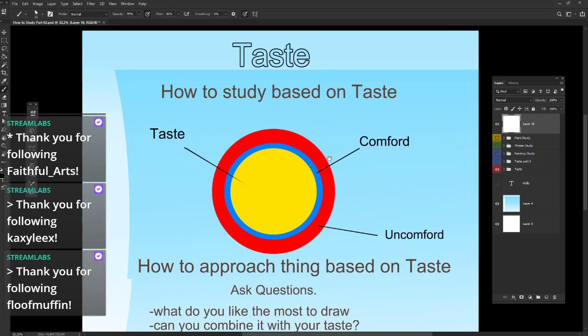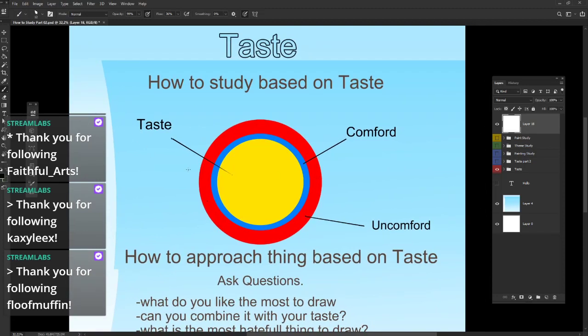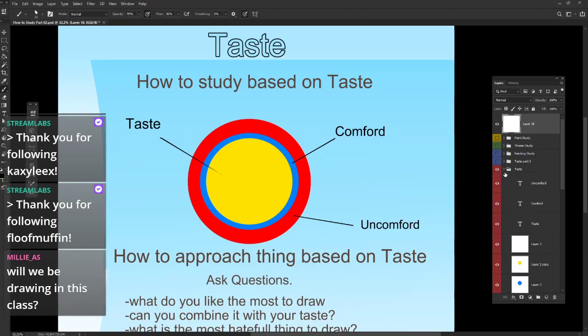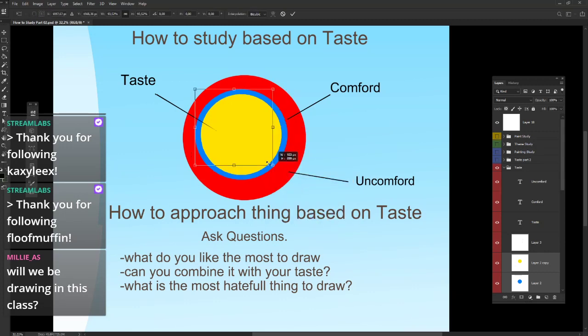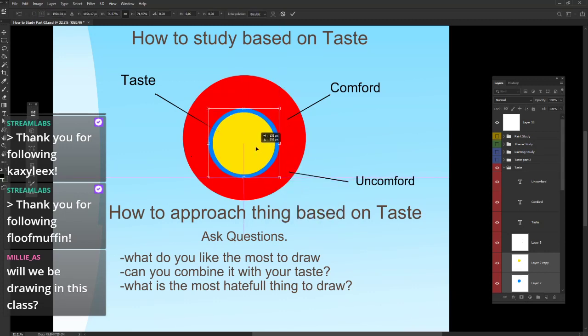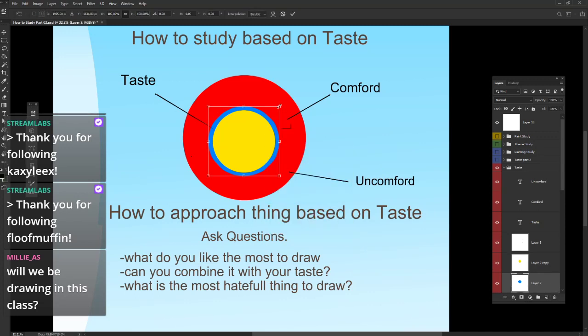Okay, so how to study based on taste? There are three zones you need to keep in mind, and based on that zone, it gets bigger and bigger. So we need to develop a taste. And this taste is actually really small, which is the yellow one. The comfort zone, which is the blue one, increases every time we learn something. So it gets much more into your comfort zone.